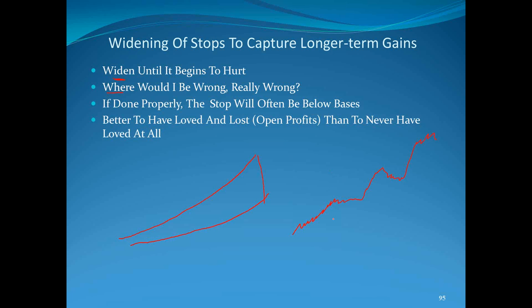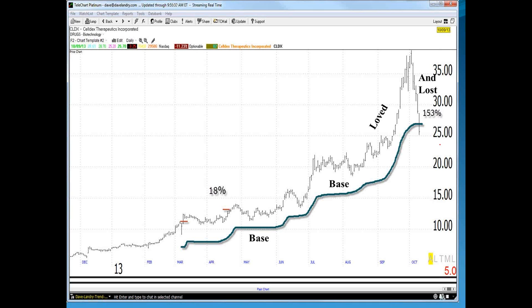So if it's done properly, what will happen is you'll find that the stop will end up below that base, and then come up below that base, and then come up and be below that base again. So sometimes that'll happen. And remember, it's better to have loved and lost some open profits than to never have loved at all. Now, this is our example that was up over 200% here. Hey, we got stopped out for 153%.